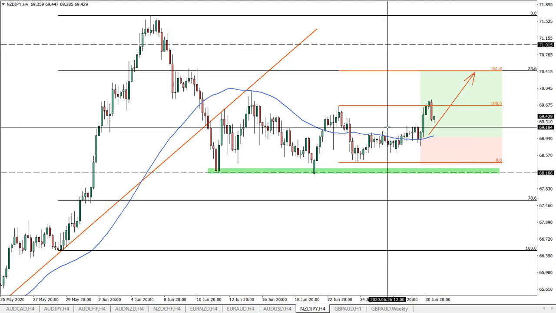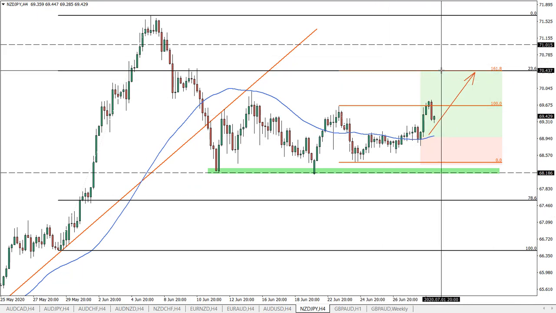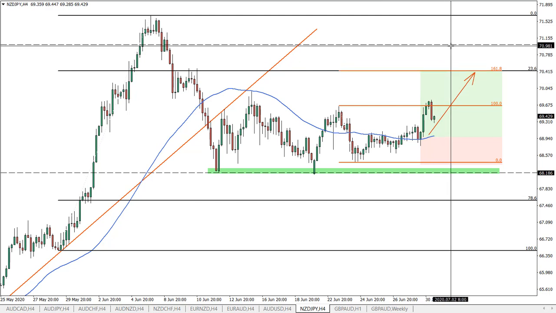New Zealand Japanese yen, this is the idea of yesterday. It's moving quite nicely towards the resistance. There are two resistance levels, 70.43 and 71.00.